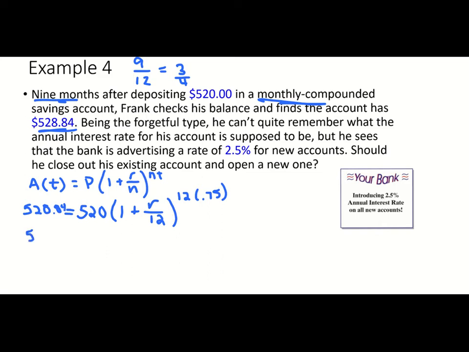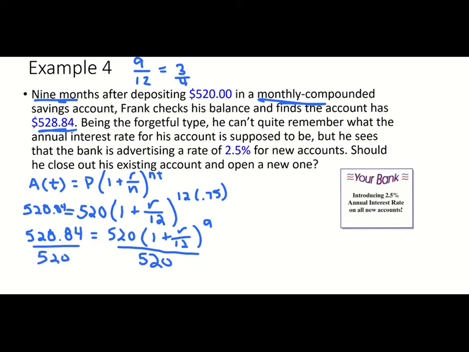Okay. So instead of that, this is what I have. $528.84 is equal to 520 times 1 plus the rate divided by 12 to the 9th power, because I did 12 times 0.75 and I got 9. So now, really what we need to do first, the 9 is connected to the parentheses. I'm going to get rid of the 520 by first dividing both sides by 520.